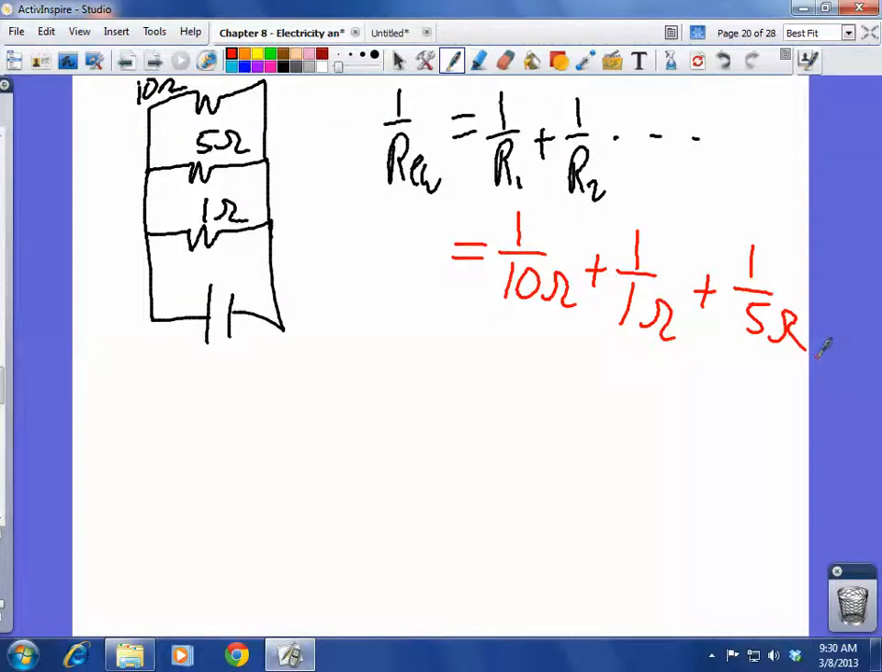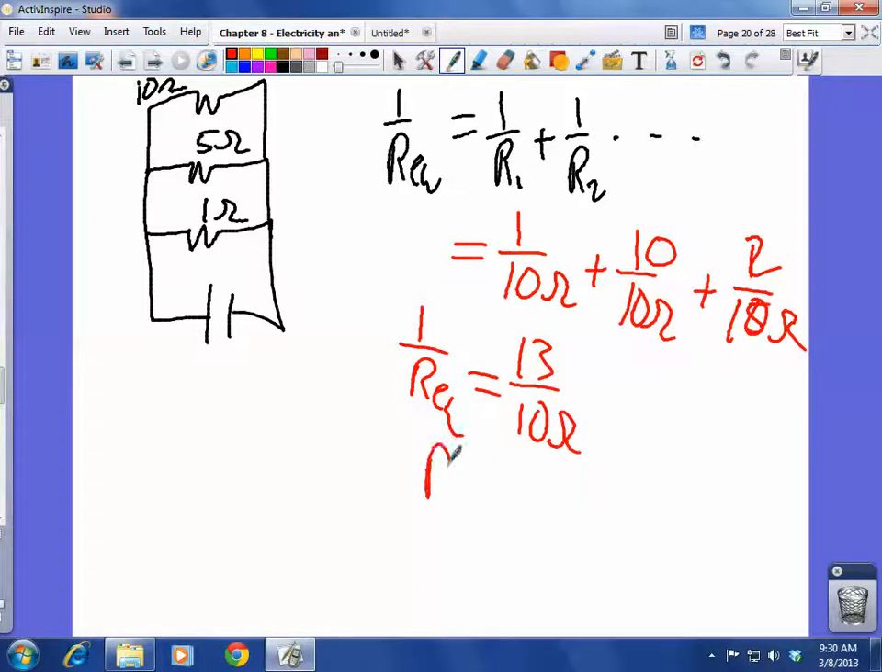So 1 over 1 is the same as 10 over 10. 1 over 5 is the same thing as 2 over 10. So 1 over our equivalent will just be 13 over 10. And flip it. Good. All right. So we can do this.